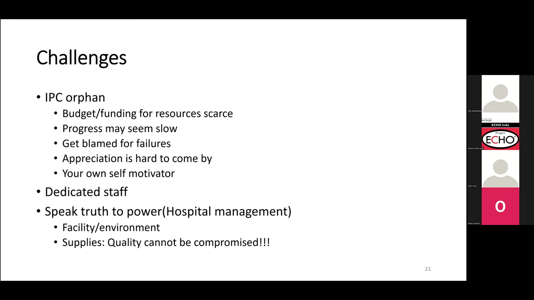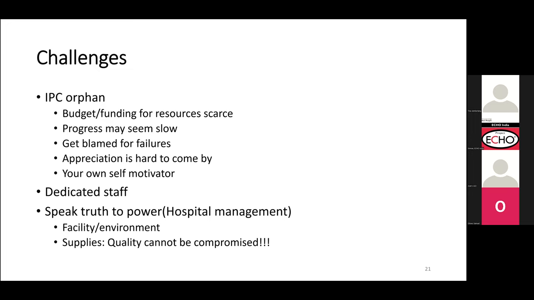One very important challenge is speaking truth to power. Interacting with hospital management can be challenging when you're trying to convince them about changes they need to make in the facility, in the environment, to make it more IPC compliant, or when it comes to the issues of supplies.